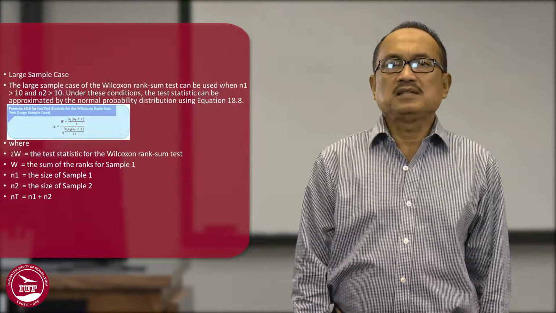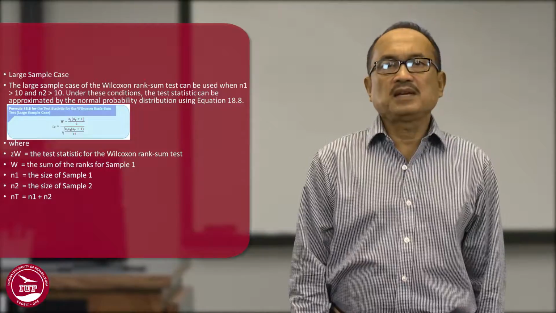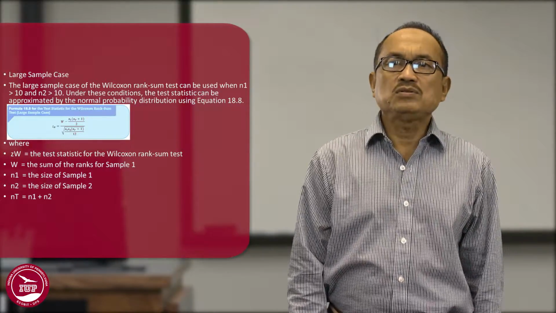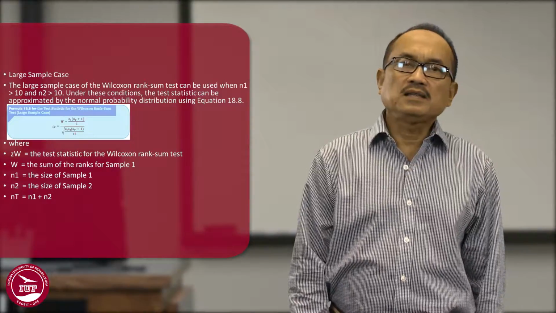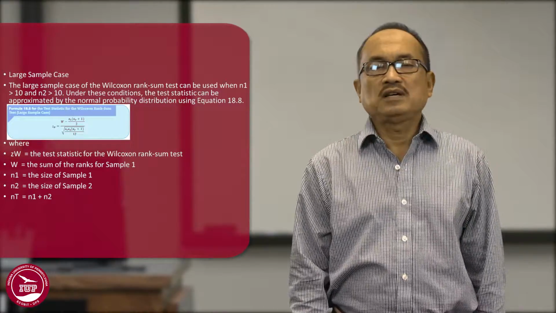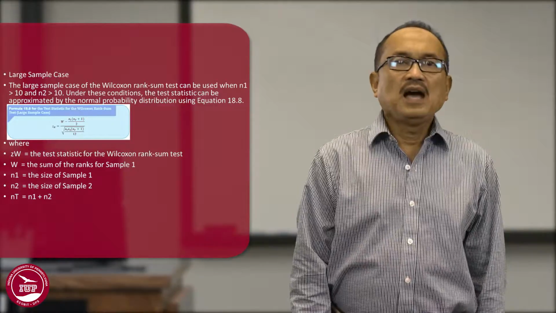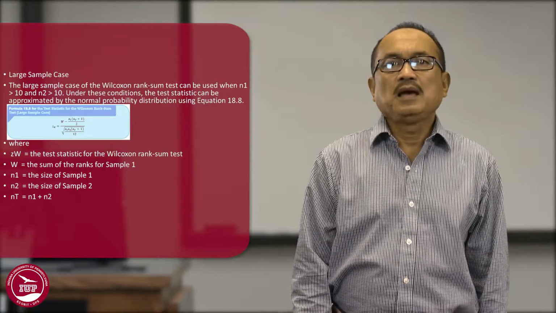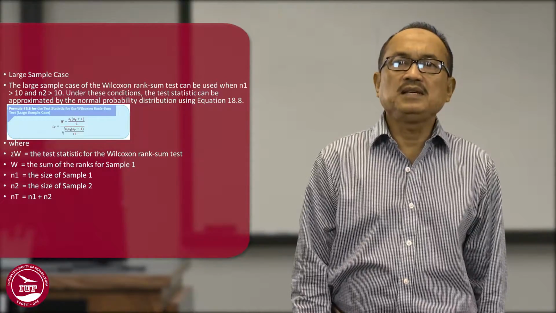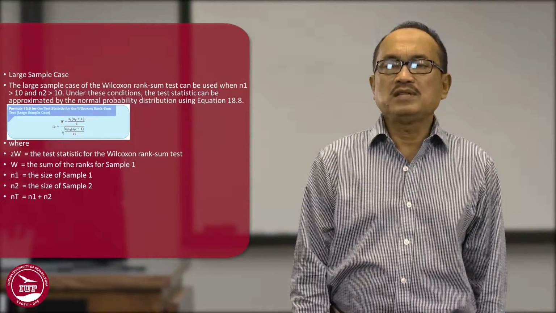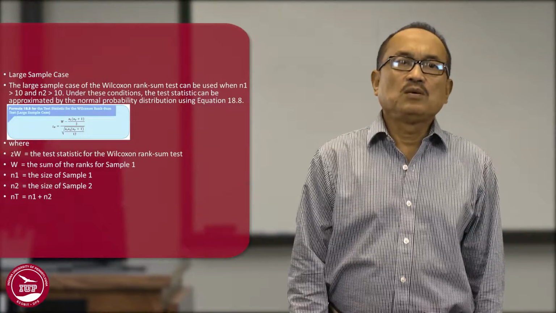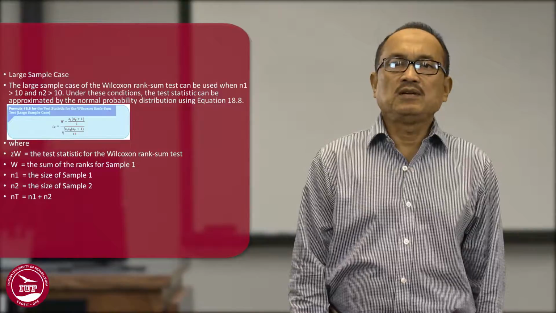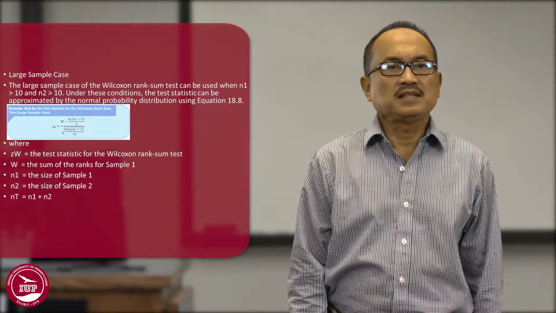Large sample case. The large sample case of the Wilcoxon rank sum test can be used when n1 is greater than 10 and n2 is greater than 10. Under this condition, the test statistic can be approximated by the normal probability distribution using equation 18.8, where ZW is the test statistic for the Wilcoxon rank sum test.